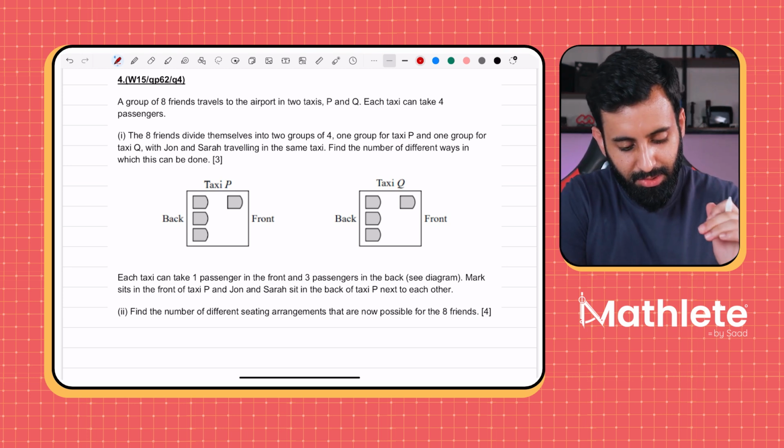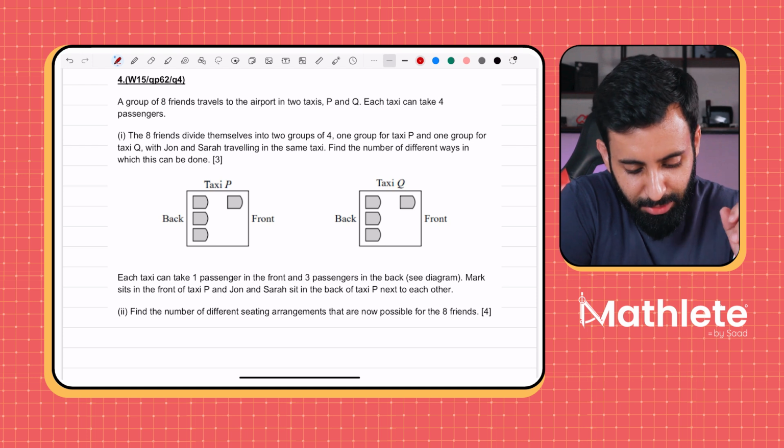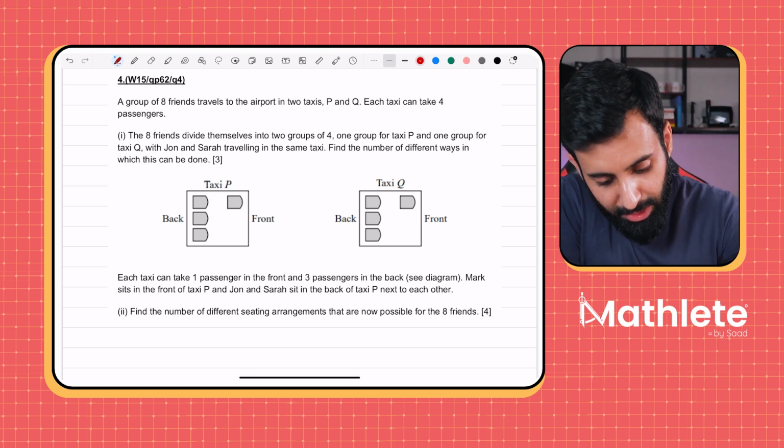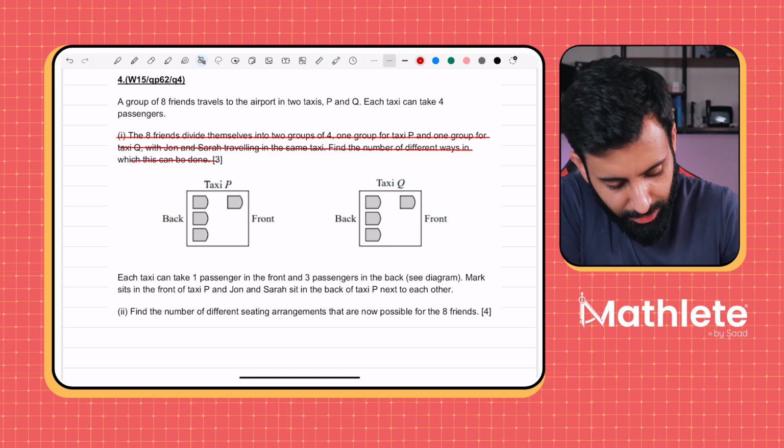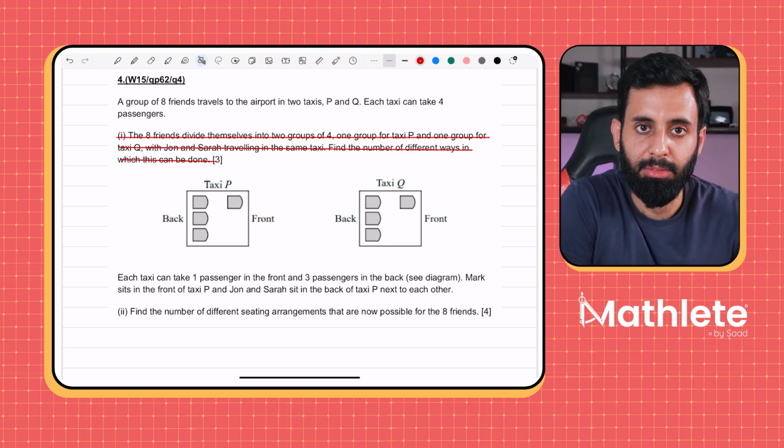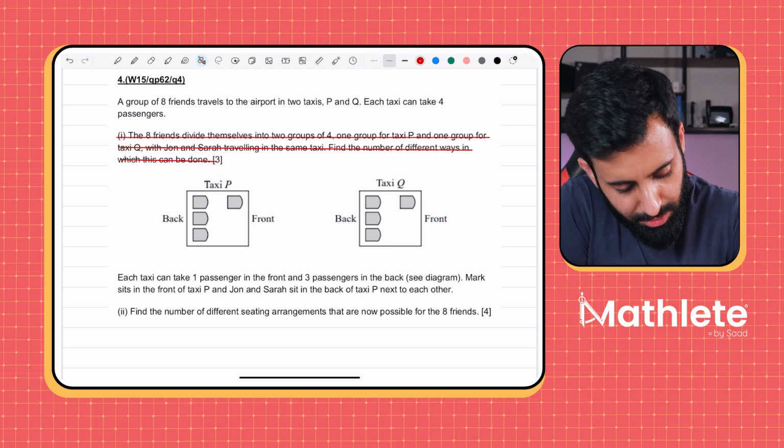Not just this part, but this question altogether, because it has a bit of permutations in it as well, which, by the way, I should mention we are not going to cover. So this part we are going to ignore, okay? We're going to cover permutations in a separate series of videos, inshallah.